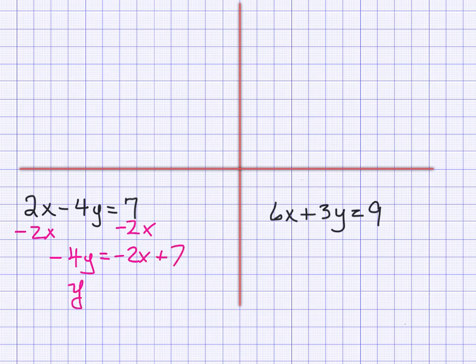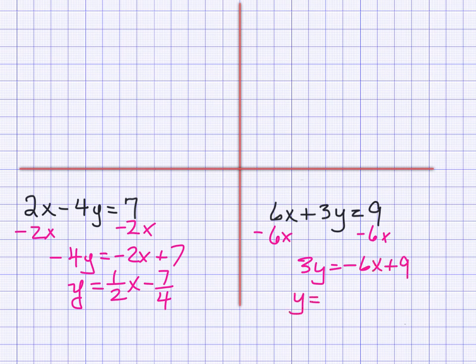I can see dividing by that -4, my slope would be 1/2 x, and my y-intercept -7/4. Again, the y-intercept here I don't really care about. I'm looking at parallel, perpendicular, or neither. Over here I would start by subtracting the 6x. 3y equals -6x plus 9. My equation y equals -2x plus 3.